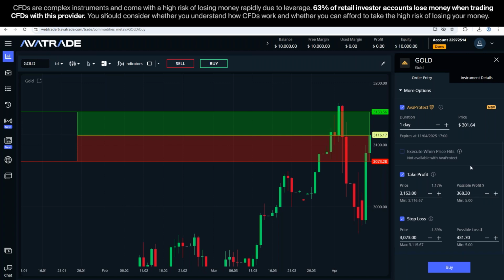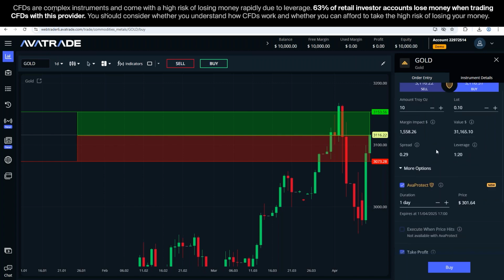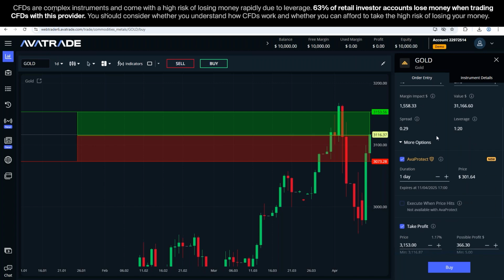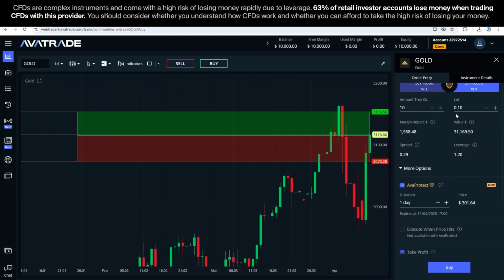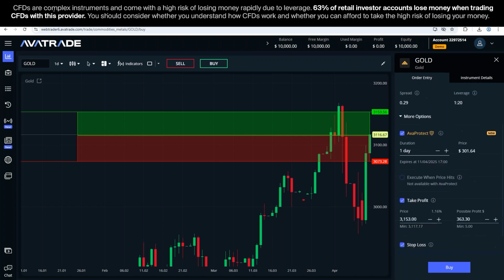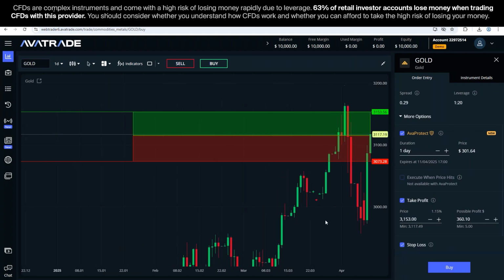All right, so this is basically AvaProtect. There is nothing complicated to it, and you don't have to remember the explanation because it's written right here. So if you're using the web trader, you can easily simulate the scenario as I did right here, and you can customize the lot size and see the differences. You can also make a comparison to this wonderful product and see if the fee makes sense. All right.